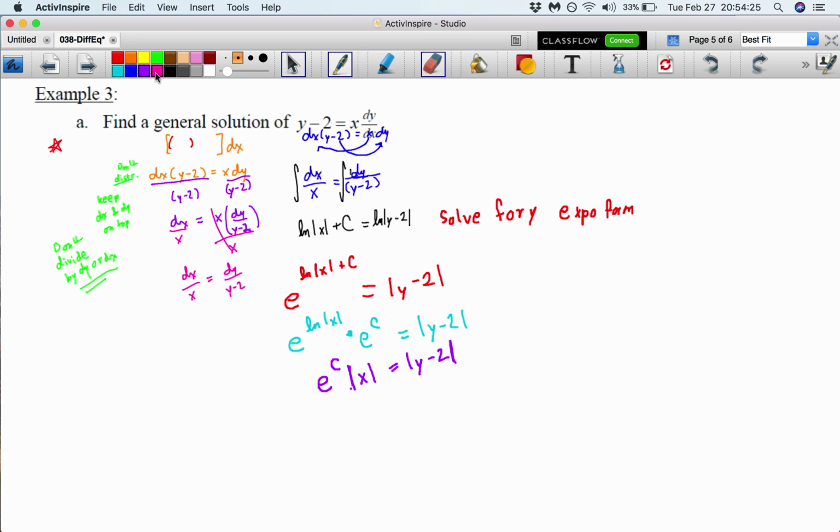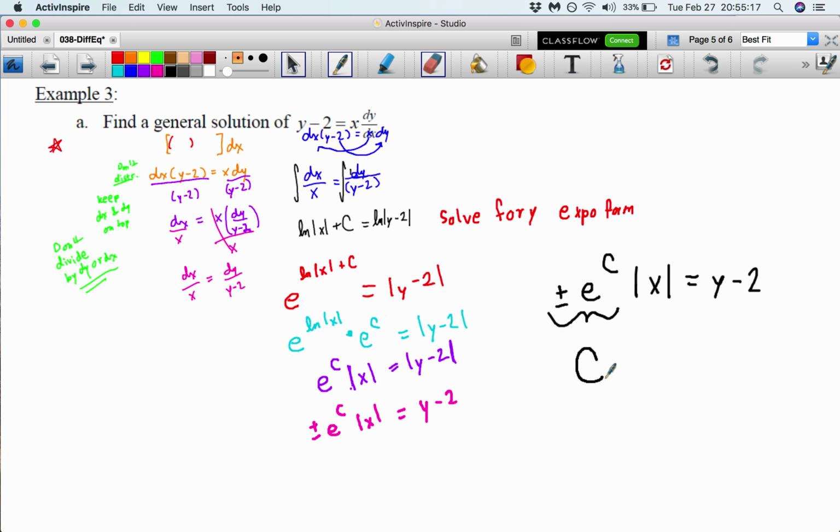And now to break out of absolute value, and I see a lot of students struggle with this every day, we can get y minus 2 out of its absolute value shell by putting a plus or minus on the other side. Plus or minus e to the c. I know this video is getting a little long, but we're almost done. Absolute value of x equals y minus 2. This whole thing is just some other constant. It's either positive 1 times e to some power or negative 1 times e to some power. So I'm going to call that C1.